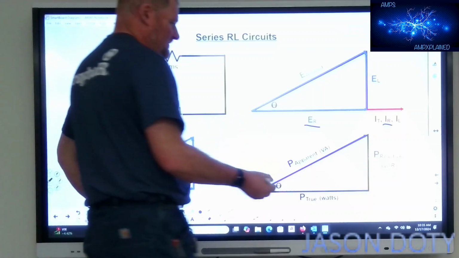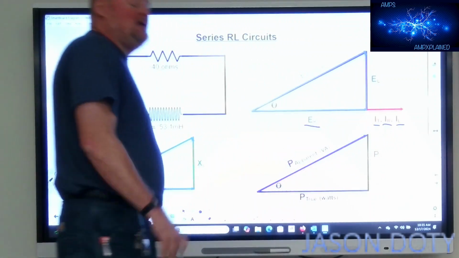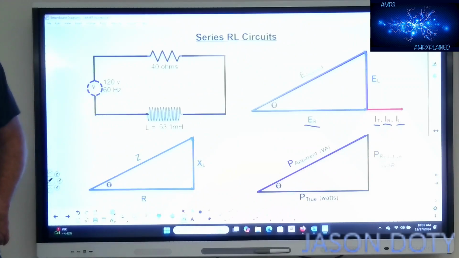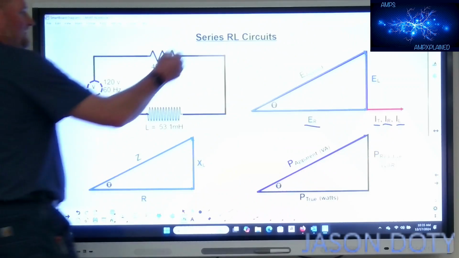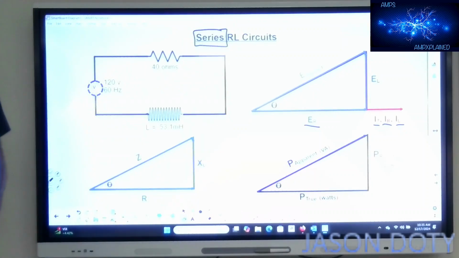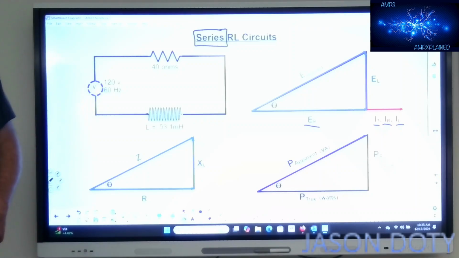What we also see in phase is the total current and the current through the inductor. Reason being is because we're in a series circuit. And as we know from DC theory, in a series circuit, current is always the same. So current is going to be in phase no matter what in a series circuit.